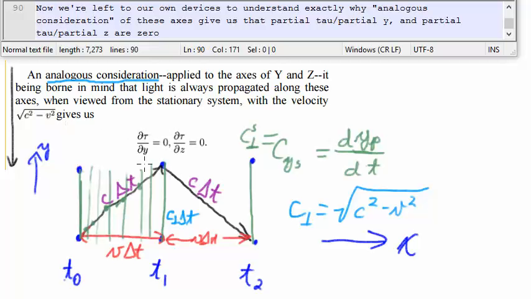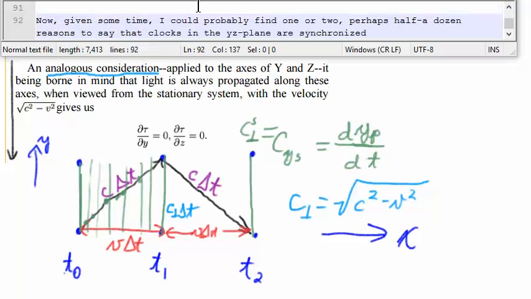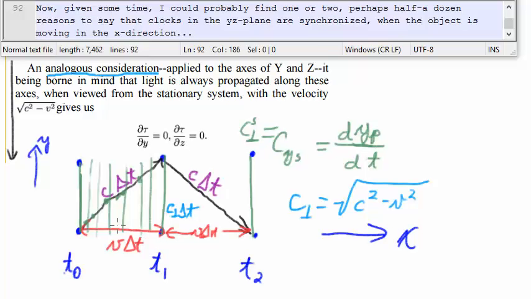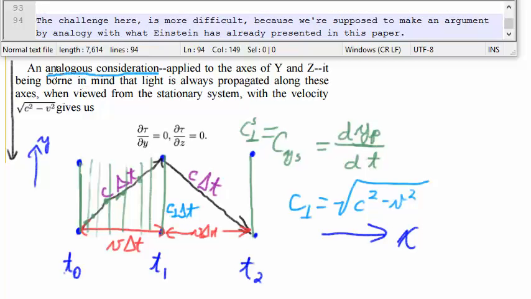Now we're left to our own devices in figuring out how an analogous consideration of these axes gives us that del tau del y equals 0 and del tau del z equals 0. Given some time, I could probably find a half dozen reasons to say that the clocks in the yz plane are synchronized when the object is moving in the x direction. The challenge is much more difficult because we're supposed to make an argument by analogy with what Einstein has already presented in this paper.